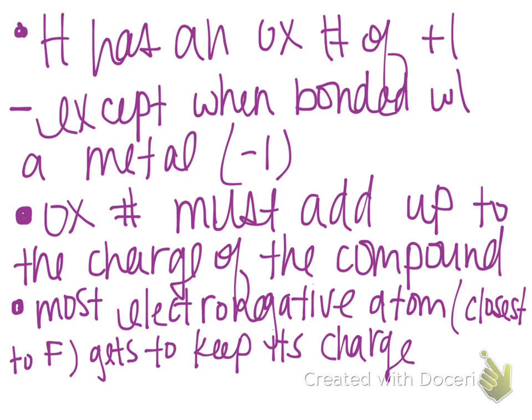So those are all of the rules that we need to think of. There are three big elements. What are they? Good. Fluorine, oxygen, hydrogen. Then from there, we need to understand that the most electronegative atom gets to keep its charge. All right, let's try one.